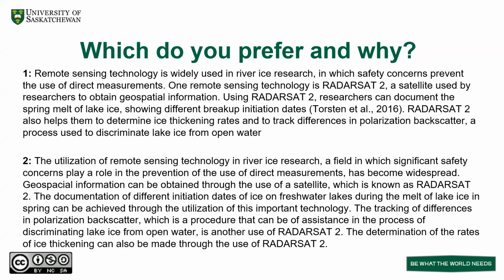Remote sensing technology is widely used in river ice research, in which safety concerns prevent the use of direct measurements. One remote sensing technology is RADARSAT-2, a satellite used by researchers to obtain geospatial information. Using RADARSAT-2, researchers can document the spring melt of lake ice, showing different breakup initiation rates. RADARSAT-2 also helps them to determine ice thickening rates and to track differences in polarization backscatter, a process used to discriminate lake ice from open water.